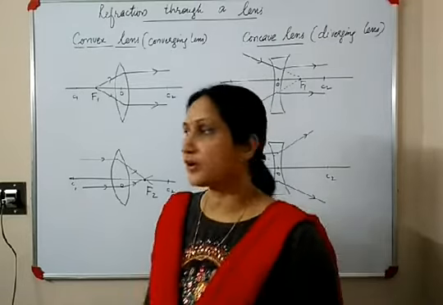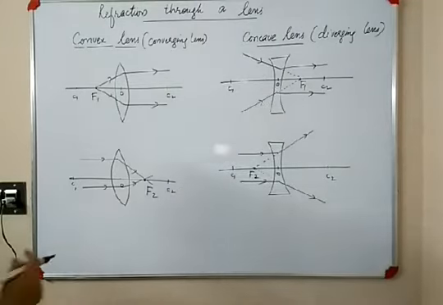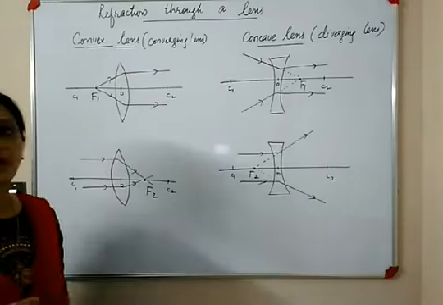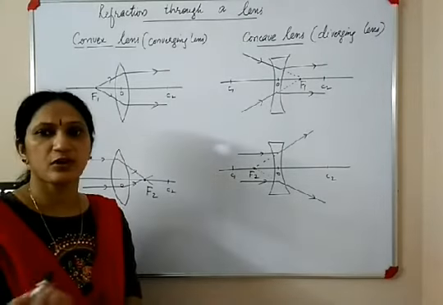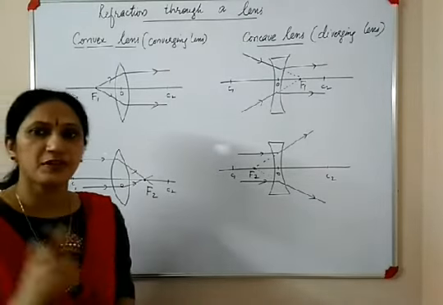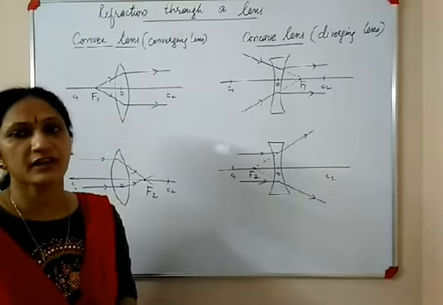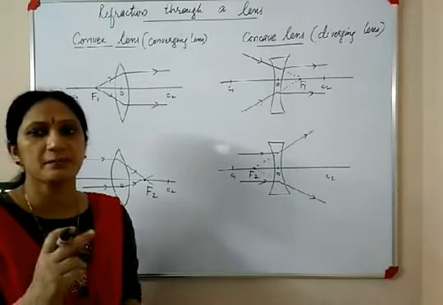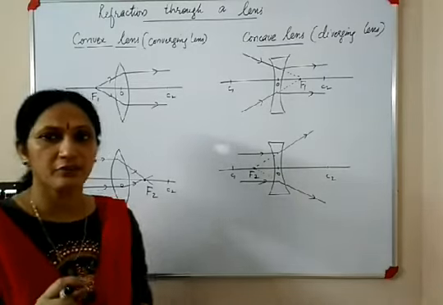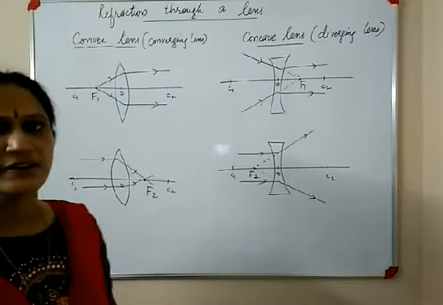Next term, focal length. There are two focal lengths for convex and concave lens: first focal length and second focal length. We use the symbols small letter f1 and small letter f2. Let us see the definition.